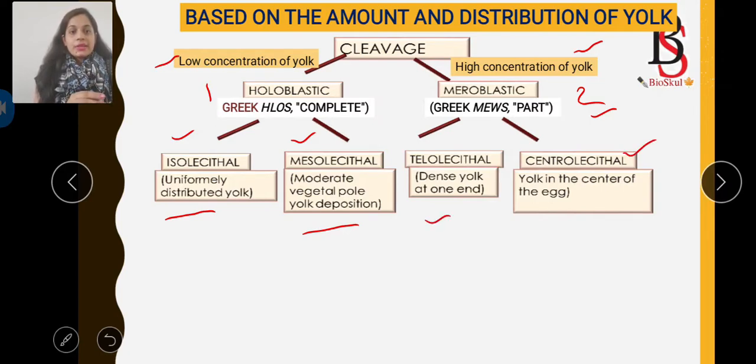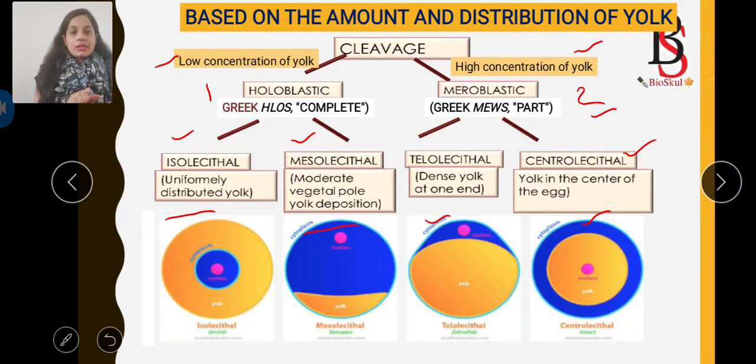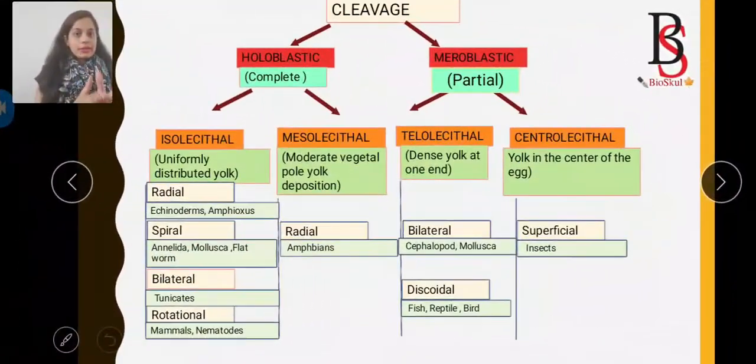We know telo means at one end, so yolk is found at one end. In centrolecithal eggs, the yolk is distributed in the center of the egg. So in this diagram, you see this yellow part is the yolk. In isolecithal eggs, yolk is uniformly distributed, whereas in mesolecithal eggs, yolk is found towards the vegetal pole. In telolecithal eggs, yolk is deposited at one end, whereas in centrolecithal eggs, yolk is found in the center of the egg. This is all about the cleavage.